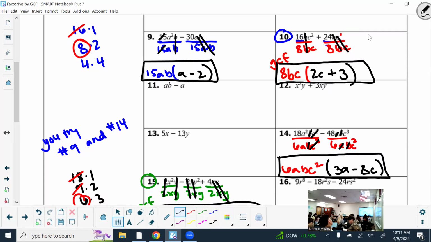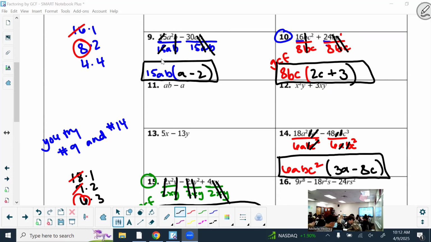So 9 and 14, I asked you to try, and I have them projected on the screen here. Starting with 9, if you did it completely right, your GCF should have been 15AB. It should be on the outside of your parentheses, and inside you get A minus 2 after dividing by the GCF.